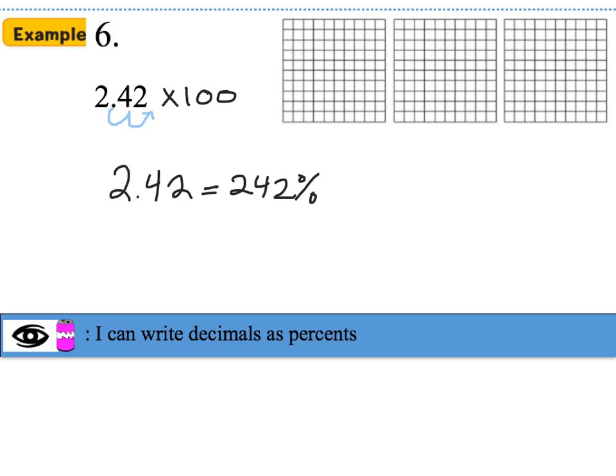242%. Notice that is way over 100%, which is the reason why I have more than one of these 10 by 10 boxes. So this is 100%. This is what 200% looks like. And this is what 242% looks like.